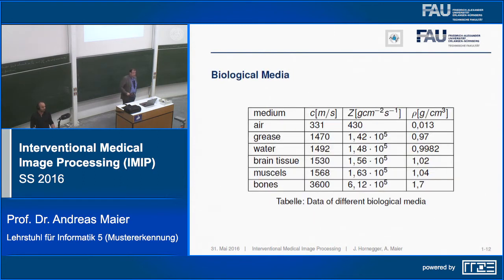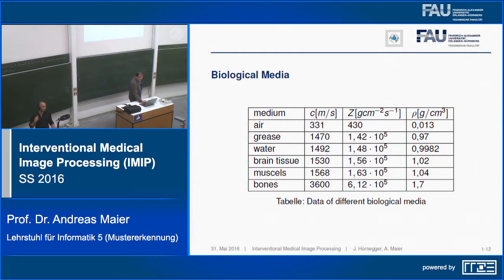Okay, just a couple of numbers. The speed of the wave, or the speed of propagation, is given here for different media. And you can see that the speed of propagation is very different in air. So you have a sound speed of about 331 meters per second. Yeah, this would be one Mach, right?